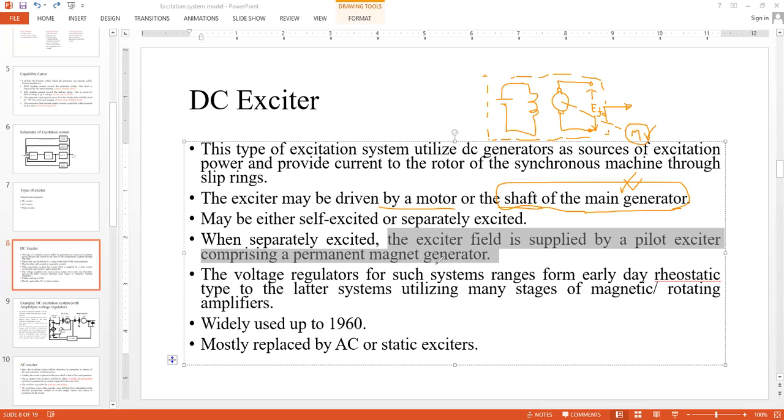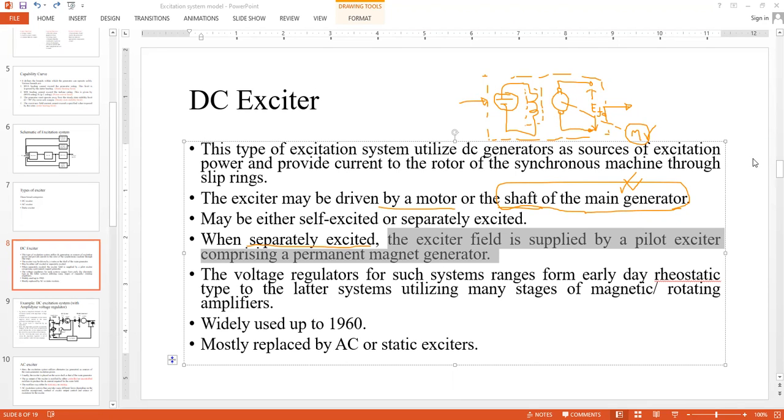So if it is a separate excitation case, then the exciter field means this field. This is the exciter field because this is the exciter block. The dotted block is the exciter block. So this field is supplied by a pilot exciter. That means this excitation is actually energized from a permanent magnet generator. So that DC is actually obtained from a PM type generator, a permanent magnet type generator.